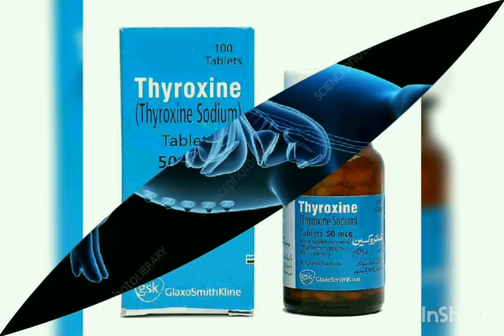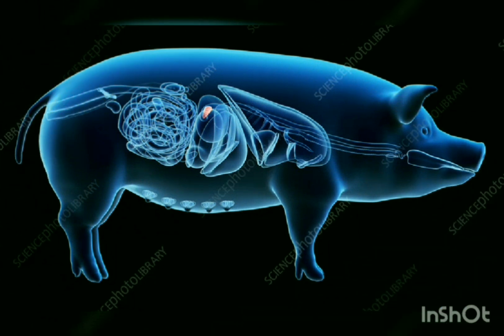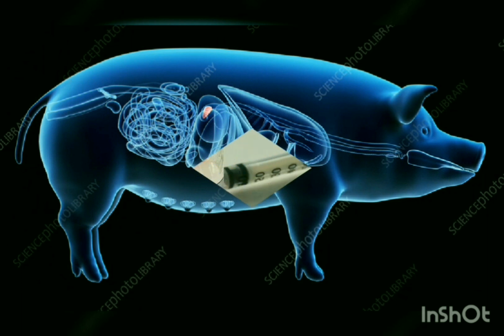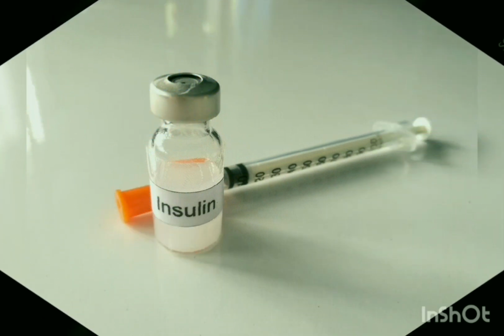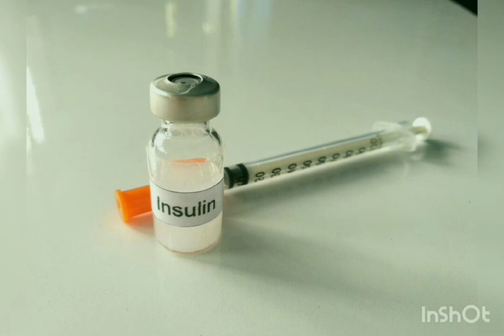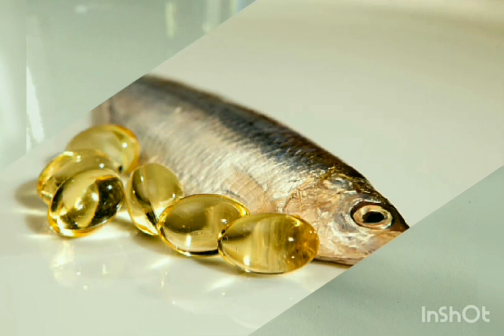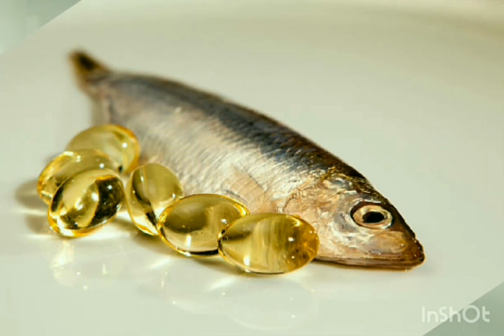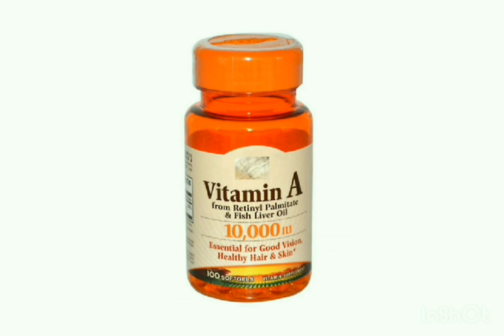Then we also have the pancreas, and they say that the pancreas is a source of insulin, especially pancreas from pigs. This is so funny when it comes to Muslims. Pancreas is a source of insulin, and insulin is used to treat diabetes. Then you also have cod liver. Cod liver from fish is a source of vitamin A and vitamin D. Those are animal sources.